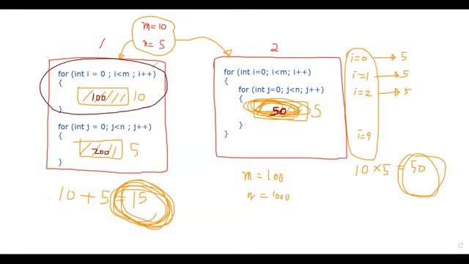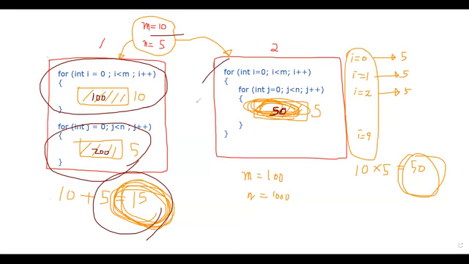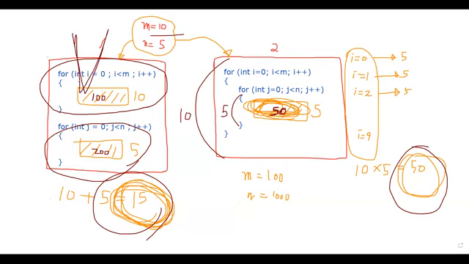10 times loop, if m is 10, and 5 times looping. So total 15. Versus 10 times loop outside, and inside 5 times, so total 50 times of looping. In computer science, we check the efficiency this way. So this will be much better code.